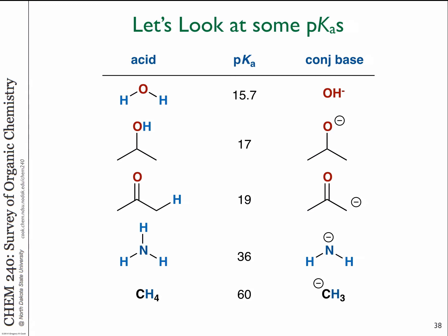Notice ammonia, very, very weak acid. As a matter of fact, 36 is so high it's very difficult to give up that proton. And organic molecules that are hydrocarbons, methane, pKa of 60. Which means you'll never be able to deprotonate or take the proton off of carbon with any known base that we have without something else to do that. Which means, how do you make a carbanion? That's a good question that may come up later in the semester.